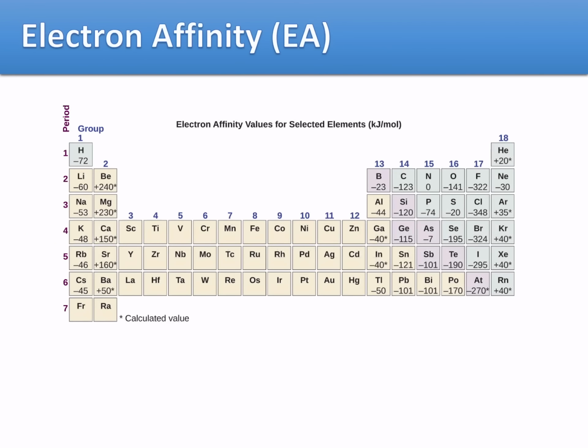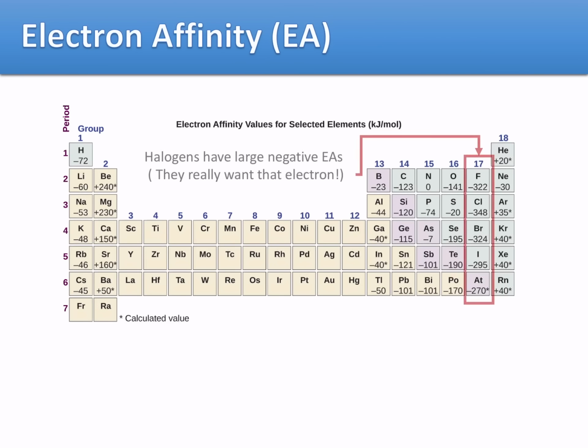So these are the values that you see here. Once again, the halogens, okay, large negative values. Always remember that. Those are the largest values of electron affinity. They really want that electron, okay?